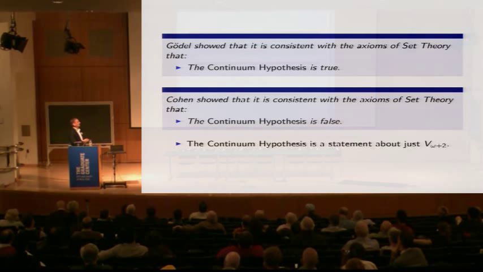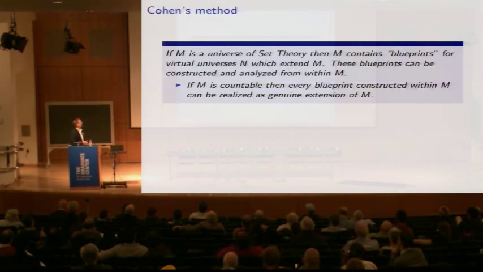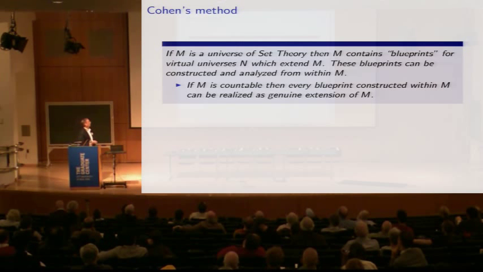This is an infinitesimal fragment of the universe of sets. All right, so I have to say a little bit about Cohen's method. If M is a universe of set theory, so that's a structure in which all the axioms hold, then M contains blueprints for virtual universes which extend M. These blueprints can be constructed and analyzed from within M. That was Cohen's innovation. If M is countable, then every blueprint constructed within M can be realized as a genuine extension of M.